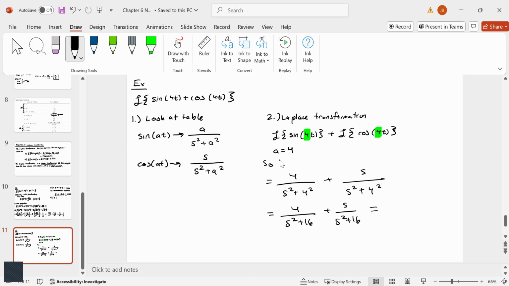Notice that they have a common denominator, so very often you will see something like this, 4 plus s over s squared plus 16. And there you go. That's how you do cosine and sine.